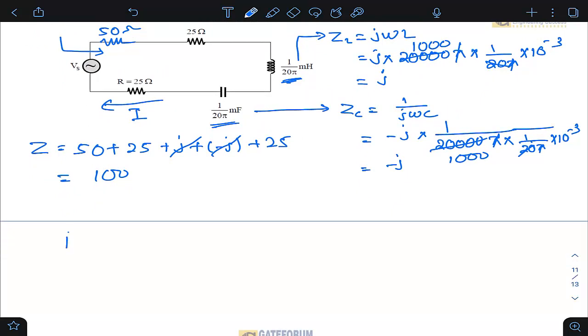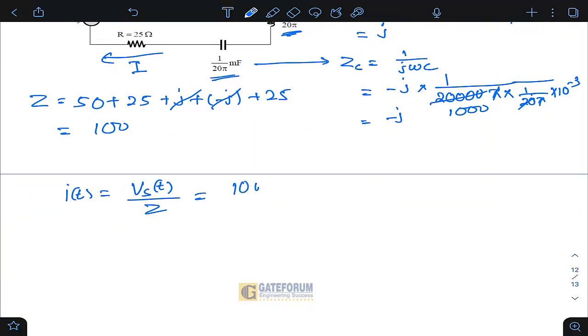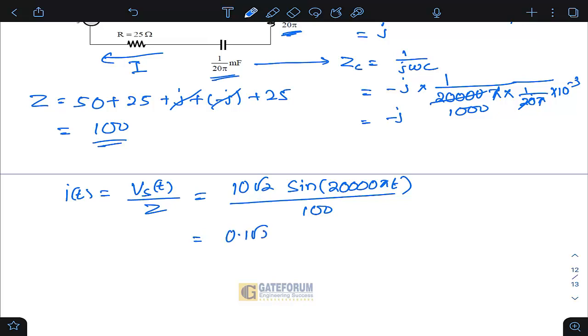So what is the overall current? If I say current is IT, your IT will be nothing but VS divided by Z in this case, right? So VS is how much? 10 root 2 sine of 20,000 pi t, right? This is VS divided by Z, which is 100. If you simplify this, 10 by 100 is 0.1. So 0.1 root 2 sine of 20,000 pi t. This is your IT expression.